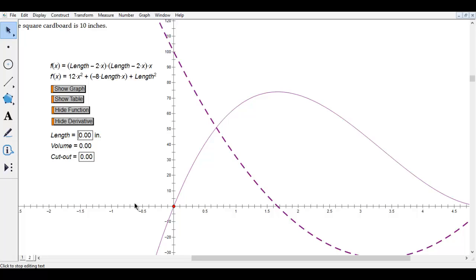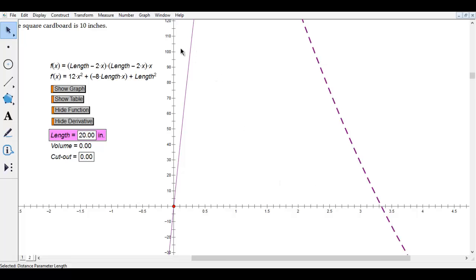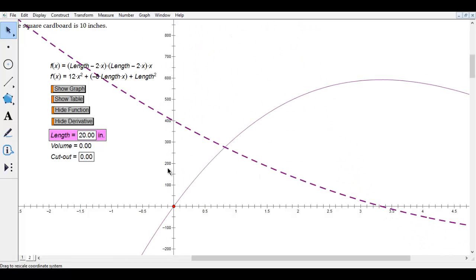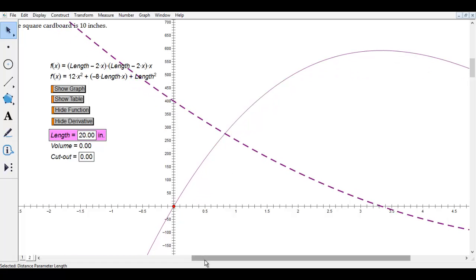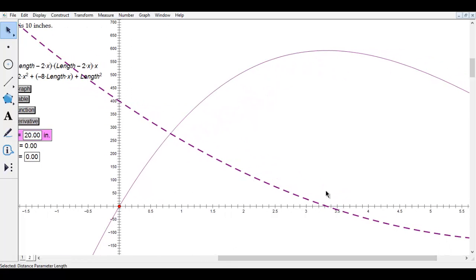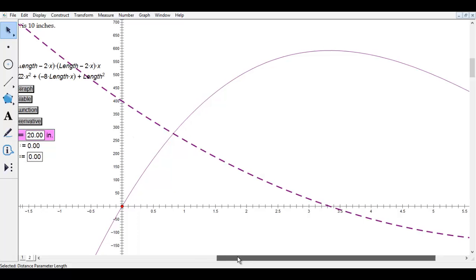Okay, and this environment that I created right here is dynamic, such that you can change, let's say, the length of the sides of the cardboard to be 20 inches instead of 10 inches. And then we can see that for that, the derivative is 0 at about this point, which is right about here. So the length of the cutout piece should be at about 3.32 for the optimal volume.